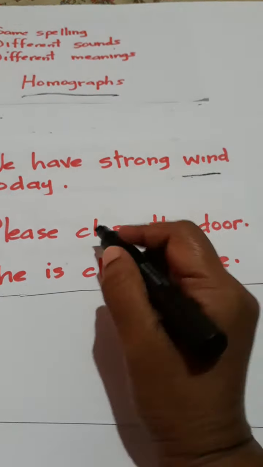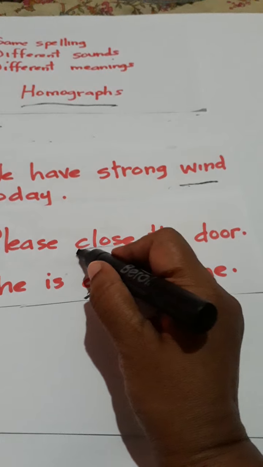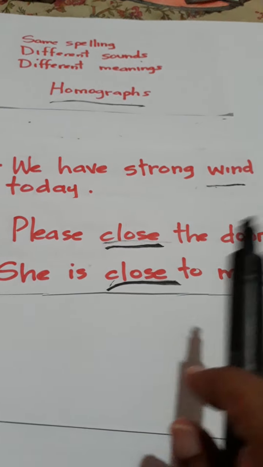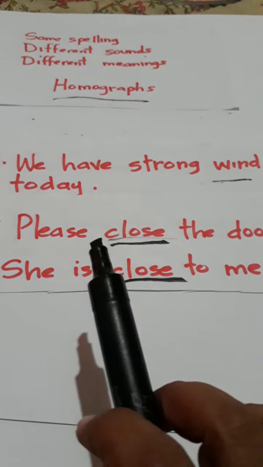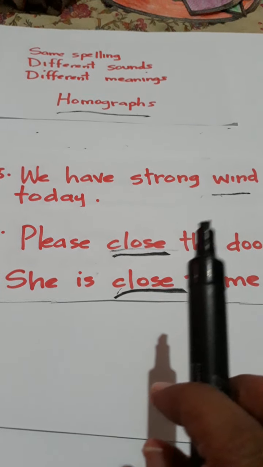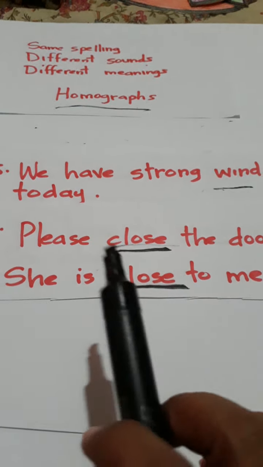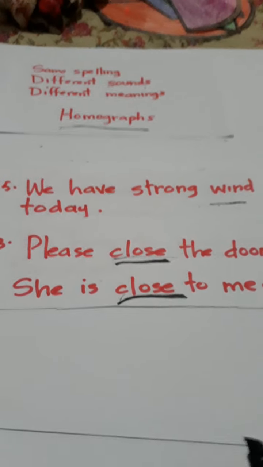First, let us look for the homographs. Sorry, my marker is not writing properly. Please close the door. She is close to me. Right? And remember when I did the example, we did close and close. Close the door. She is close to me.